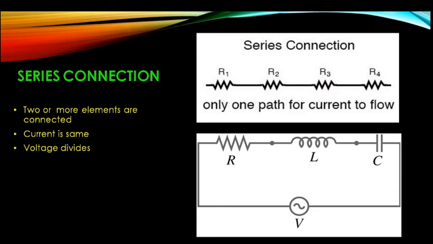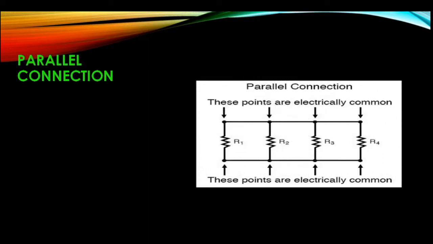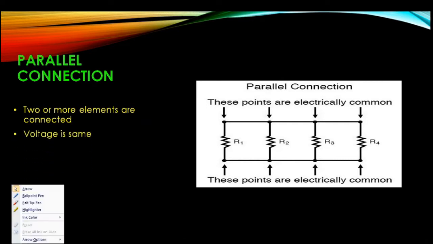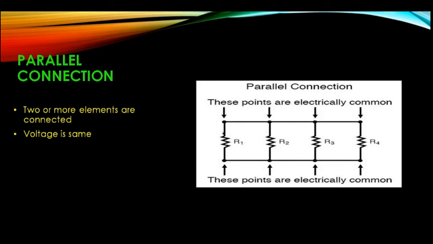This type of connection is called a series connection. Let us move on to the next type of connection, the parallel connection. When two or more elements are connected in such a way that the voltage across each element is the same, then the connection is said to be a parallel connection. Suppose I have a voltage connected across R1 and the voltage is 5 volt. Then the voltage across R1, R2, R3 and R4 is going to be 5 volt.